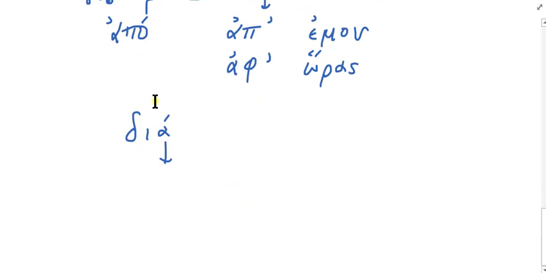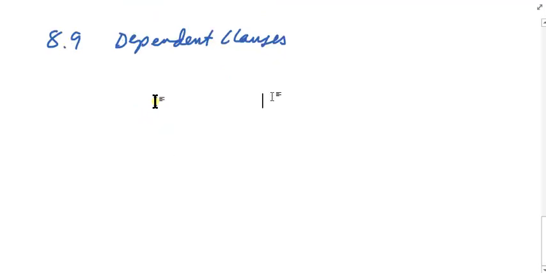Alrighty. Let's take a look at 8.9. Now, to talk about dependent clauses, we have to talk about independent clauses. What's the difference between a dependent clause and an independent clause?